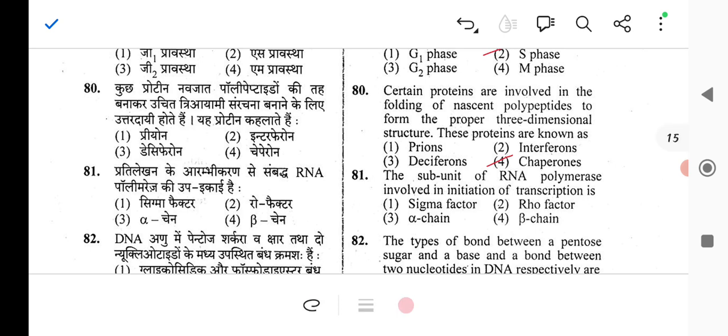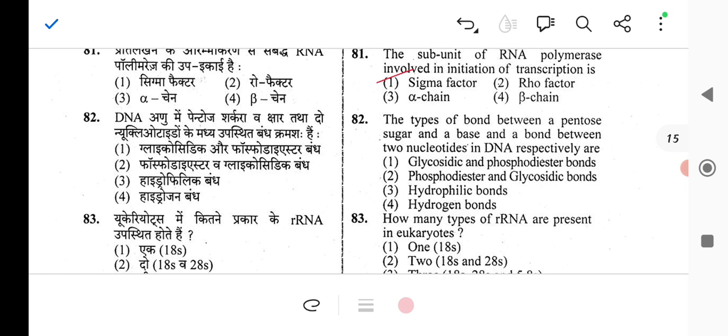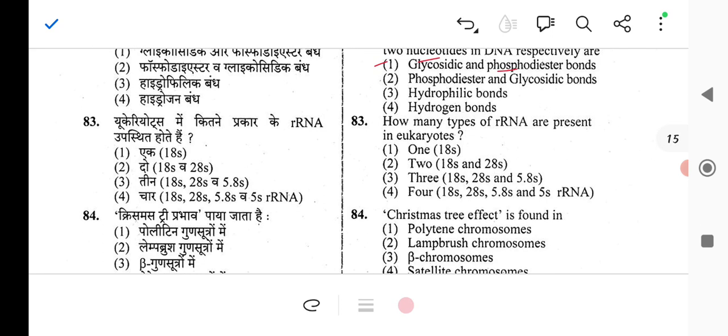Next is the subunit of RNA polymerase involved in initiation of transcription. It is sigma factor. Next is the type of bond between a pentose sugar and a base and a bond between two nucleotides in DNA. So between pentose sugar and base it is glycosidic bond and between two nucleotides it's phosphodiester bond. Next is how many types of rRNA are there? So 4 types of rRNA are there: 18S, 28S, 5.8S and 5S.